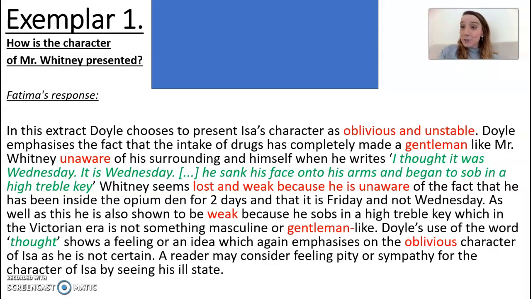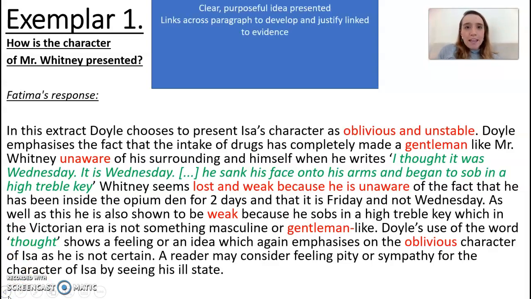So I really enjoyed reading Fatima's response, and she wrote a really nice couple of developed paragraphs. The first reason I've chosen this one is because I think what she's done is really show me a clear impression of the character. So you see the words that I've highlighted in red here. These are Fatima's very clear personal impressions. I know from reading this that she really understands the character. She's got an interpretation, and it's one that she follows all the way through the paragraph. So you can see here I've said she's got a clear, purposeful idea and she's linked it across and justified it, linked to evidence throughout.